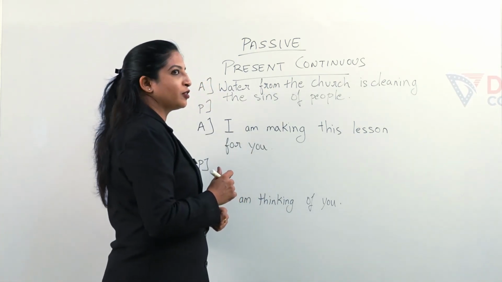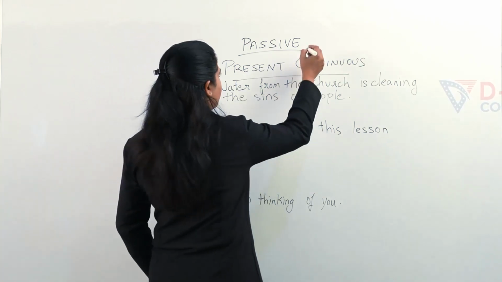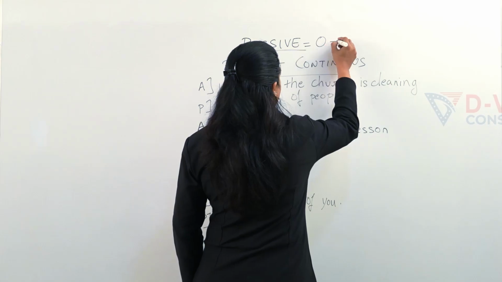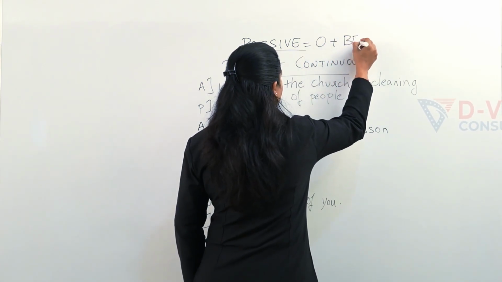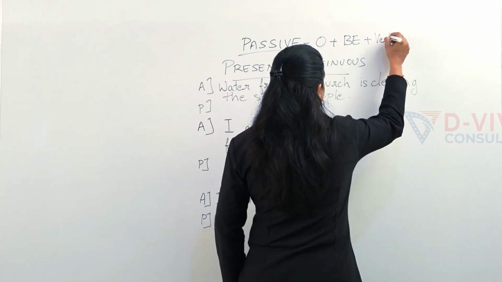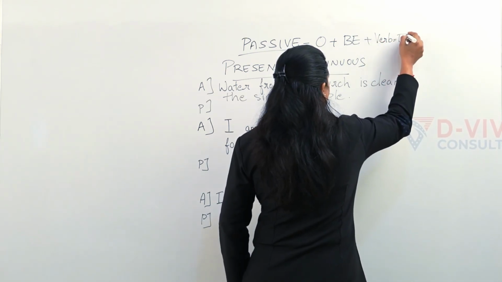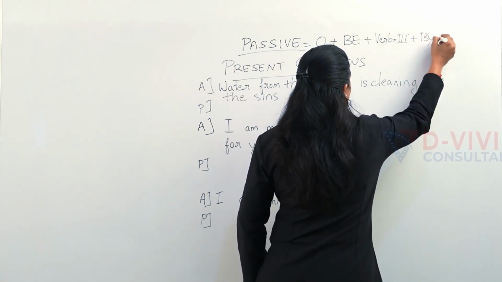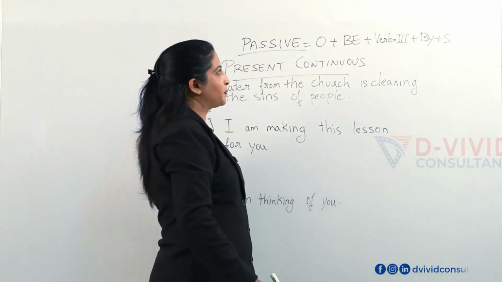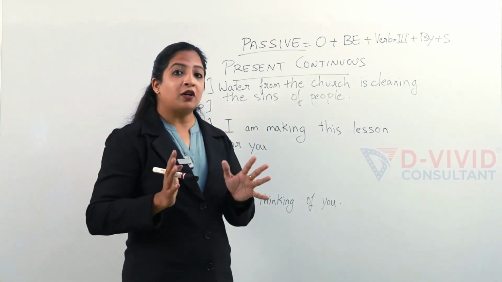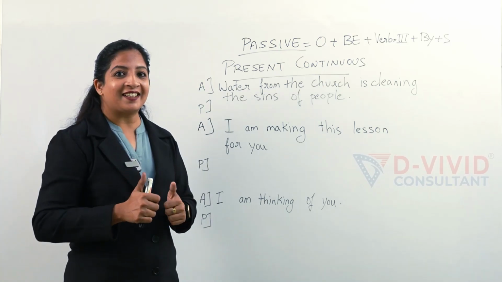So what is the structure of passive? Now passive starts with object, so obviously we'll have object at the start, which is followed by be, the verb third form, that is past participle, then we have by and the subject. Is it what you have written? Great!